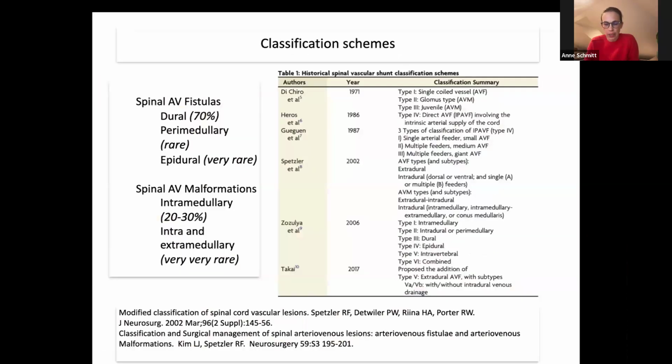Classification schemes, there's loads of them around. There's a bit of a running joke in INR that there's more classification schemes than pathologies. I think the most commonly used one now is Spetzler, or a mixture of Spetzler and Ticiro maybe. The spinal fistulas are the most common ones, spinal malformations around 20 to 30% of spinal vascular pathologies, and then there's some which are much, much rarer, so PL fistulas or intra and extramedullary spinal AV malformations.